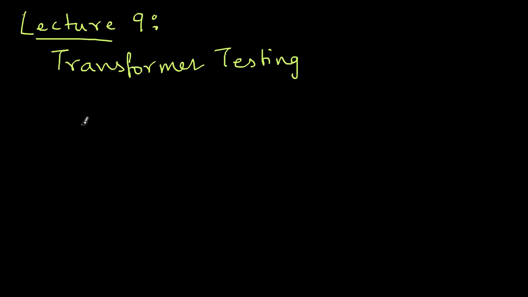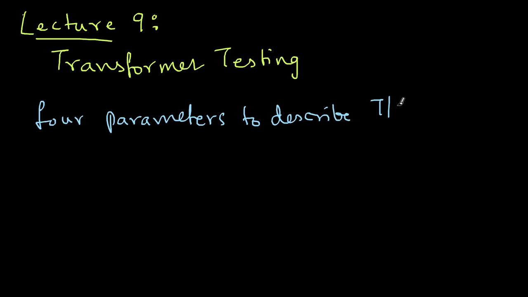In the previous part of the course, we saw that there are four parameters that describe the transformer. So what are the four parameters? R0, X0, R01 and X01.